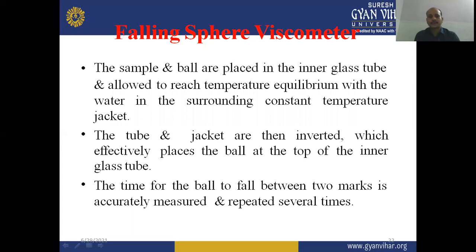The tube and jacket are then inverted, which effectively places the ball at the top of the inner glass tube. Now, the time for the ball to fall between two marks is accurately measured and repeated several times. So, instead of measuring the time taken to flow from point 1 to B, as we saw in our Oswald viscometer, in this type of falling sphere viscometer we have to measure the time for the ball to fall between two marks, and it can be repeated several times to rectify the different errors.